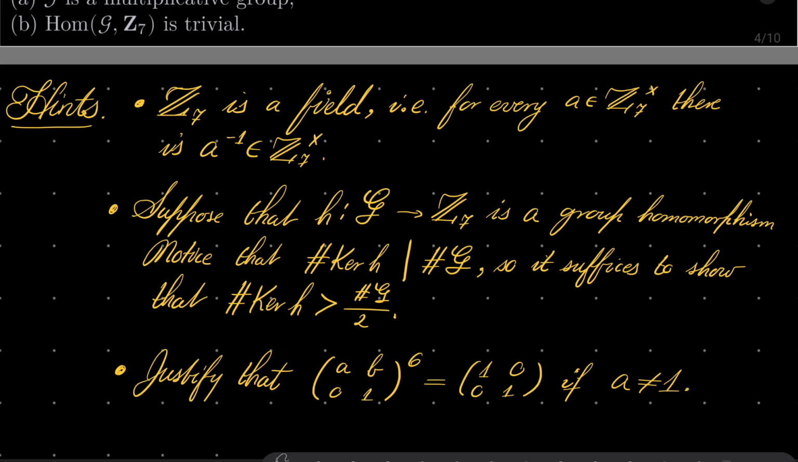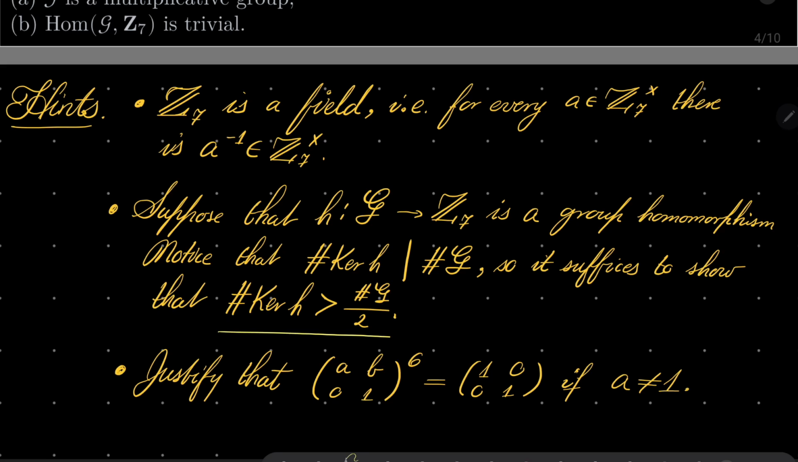For part B, suppose that we have some homomorphism of groups and use the well-known fact that the kernel is a subgroup of our group G, and the cardinality of every subgroup divides the cardinality of G itself. We wish to show that the kernel actually equals G, and it suffices to show that the cardinality of the kernel is greater than the cardinality of G over 2, because the only possibility given this divisibility is that the cardinality of the kernel equals the cardinality of G.